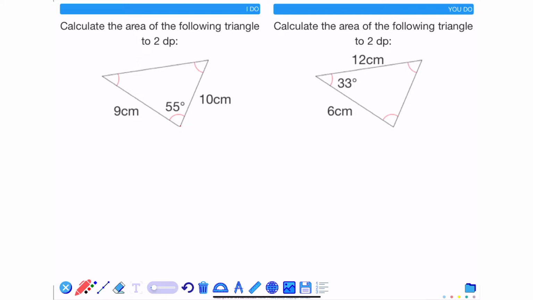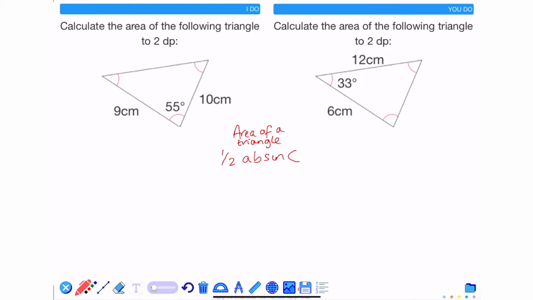In this video, we're going to be taking a look at how we can calculate the area of a triangle using the formula half ab sine C. So looking at the formula, there are three main letters that I need to consider: a, b, and C. a and b are lowercase and represent sides. C is uppercase and represents an angle.